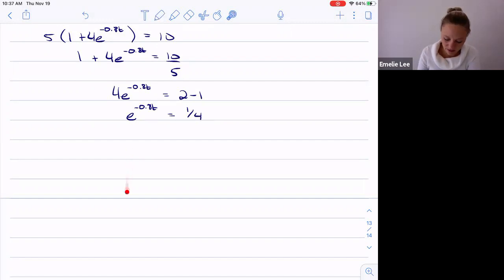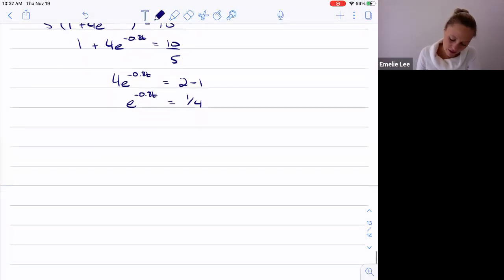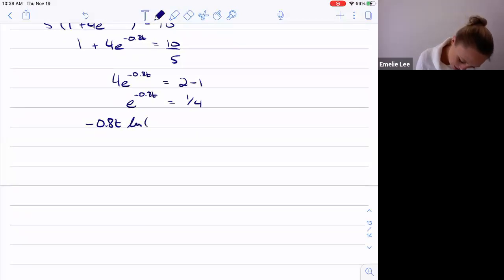I'm trying to keep it on the same page here before we end. So if I have to bring this exponent down and I've got an e, the natural log is my natural choice. So are we ready to bring down that power in the first step? So here we go, picking up a notch. Negative 0.8 t times the log of e, which you don't even need to show because it's 1, is the natural log of 1 over 4.